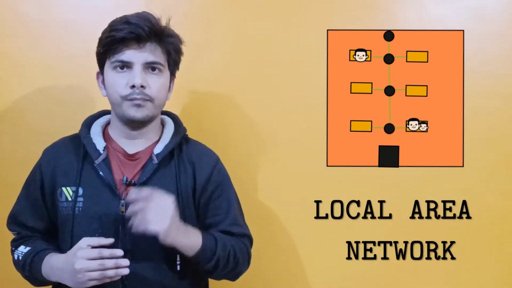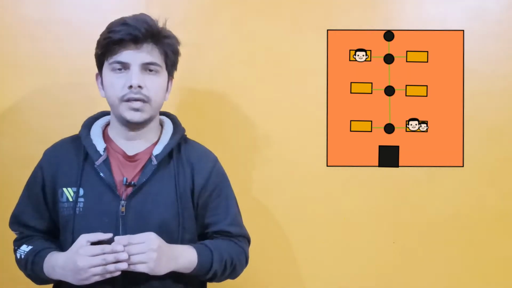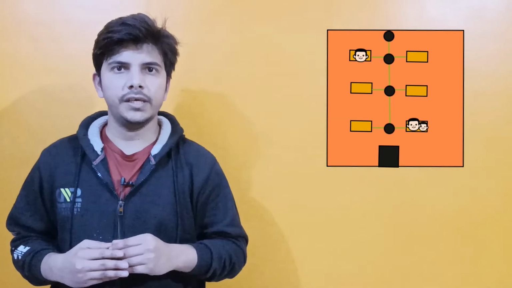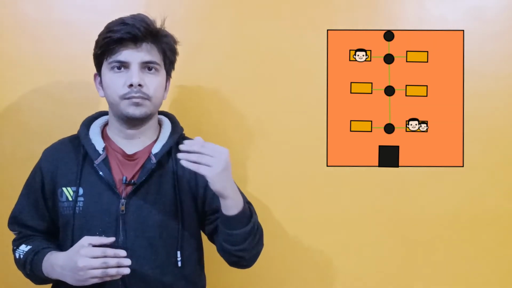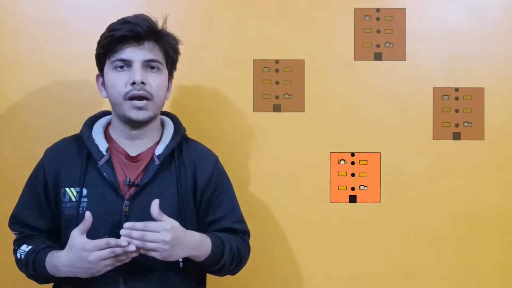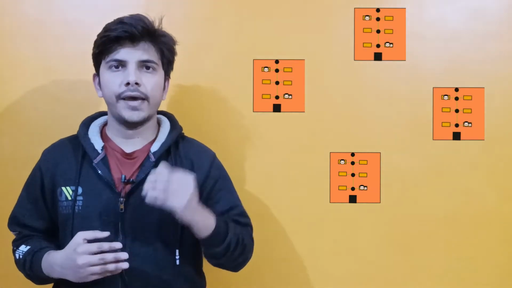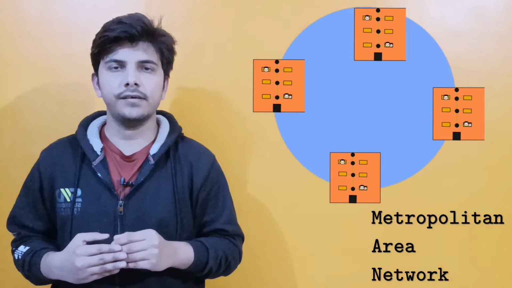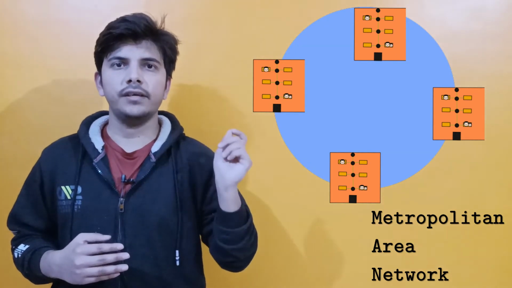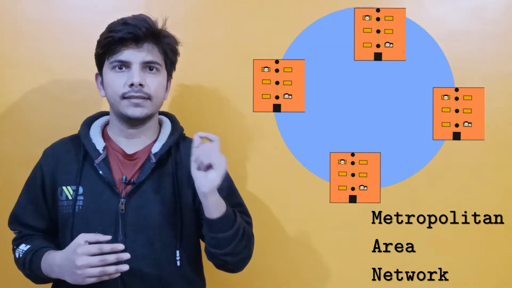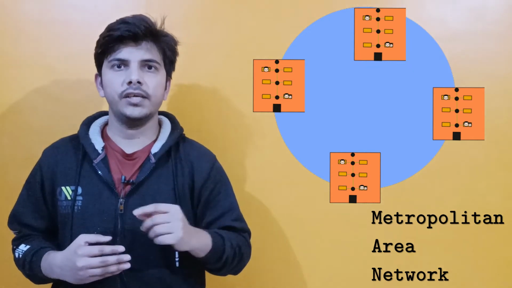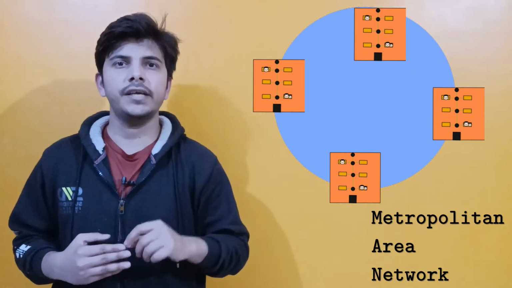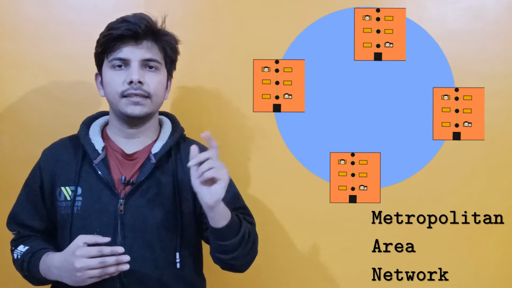Now even though communication within the building is enabled, you will not be able to communicate with any other device present in some other building, apartment or home. So on a higher level, we have the MAN, that is the metropolitan area network, which will connect all the different buildings across the city. Now within the city, your device will be able to communicate with any other device present in that city.